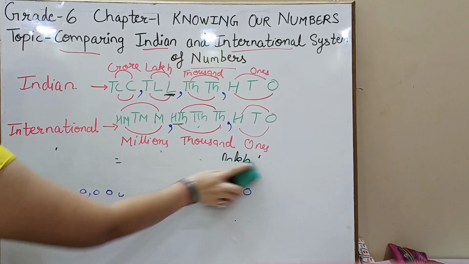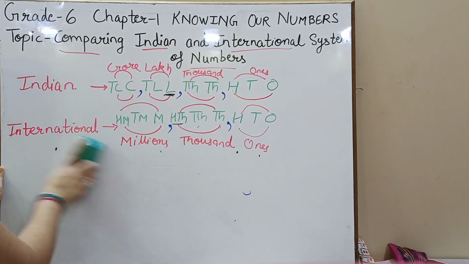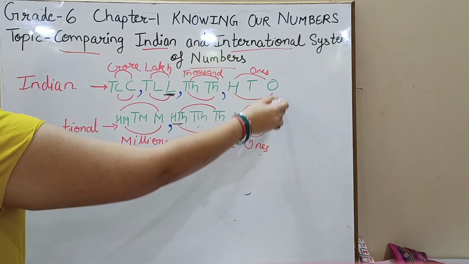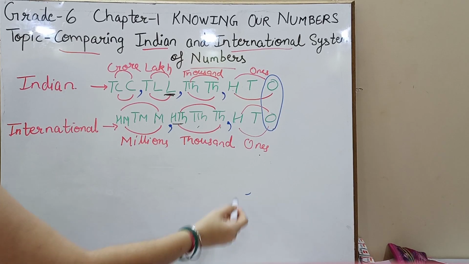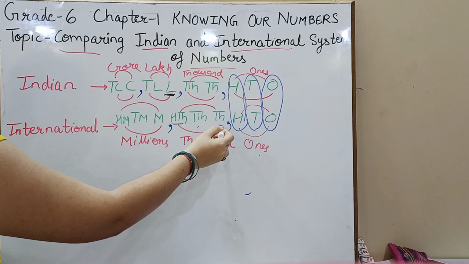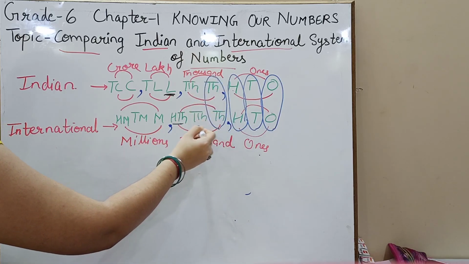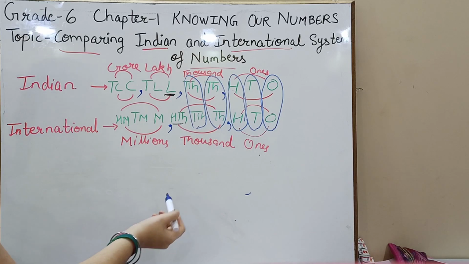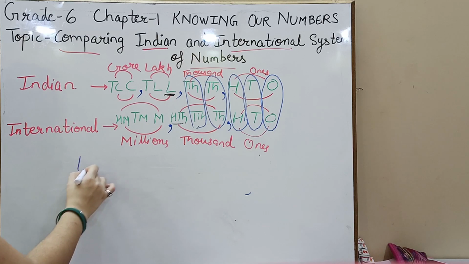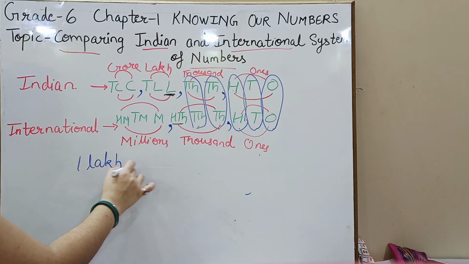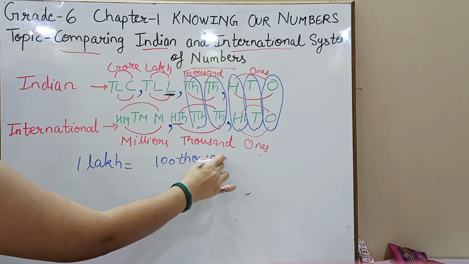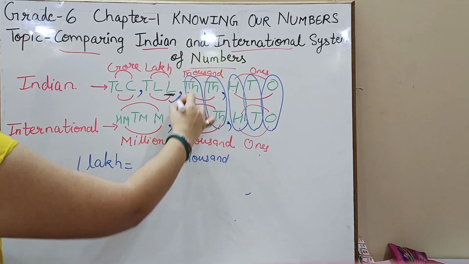Now let us compare both the charts. Once again, when I am comparing both the charts, ones is equals to ones, we have tens also here, we have hundreds also here. When we move to 1000, we have thousands also here, we have 10,000 also here. But as we go further, we do not have 100,000 here, we have 1 lakh. So 1 lakh will be equal to 100,000.